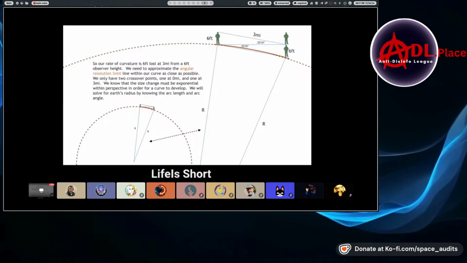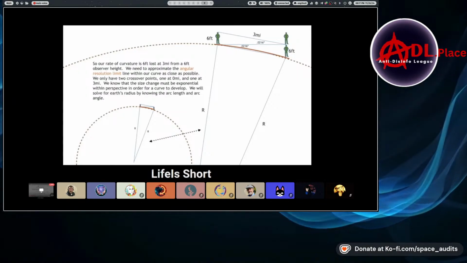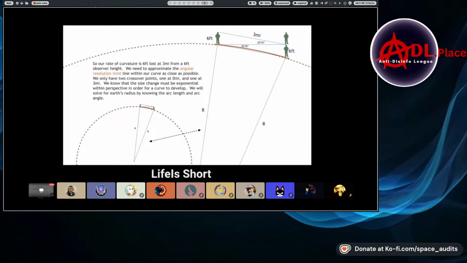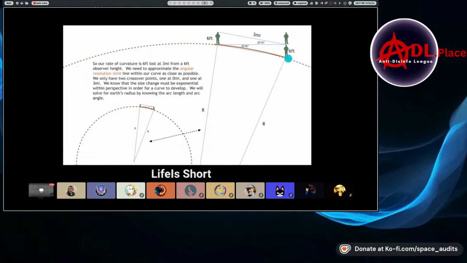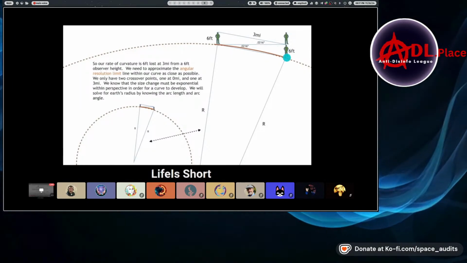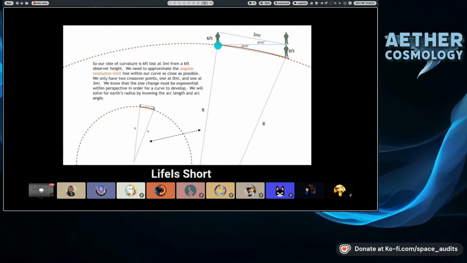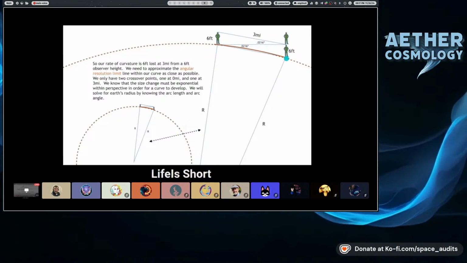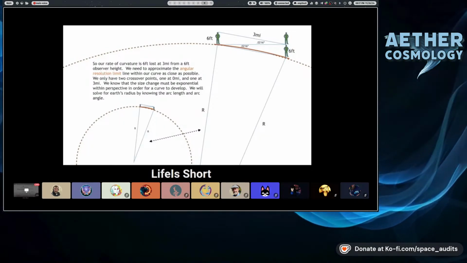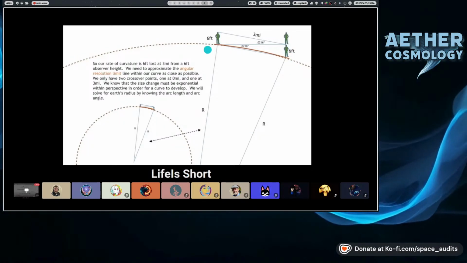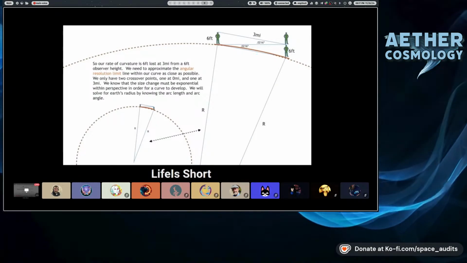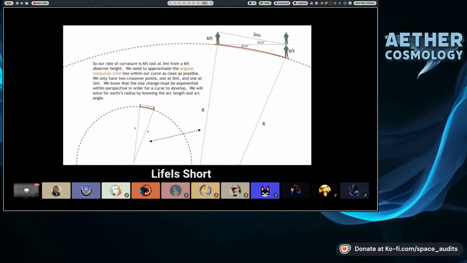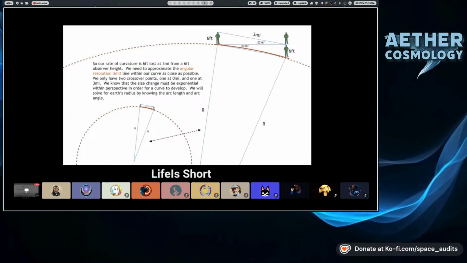So our rate of curvature is 6 feet lost at 3 miles from a 6-foot observer height. We need to approximate the angular resolution limit line within our curve as close as possible. We only have 2 crossover points, one at 0 miles and one at 3 miles. We know that the size change must be exponential within perspective in order to get a curve to develop out of it. Can't be linear. So we will solve for the Earth's radius by knowing the arc length and arc angle. You can see here we've just taken our 2 triangles, placed them against a curve for a person walking over at that rate of 6-foot loss over 3 miles, and we have then extrapolated it along a greater circle.